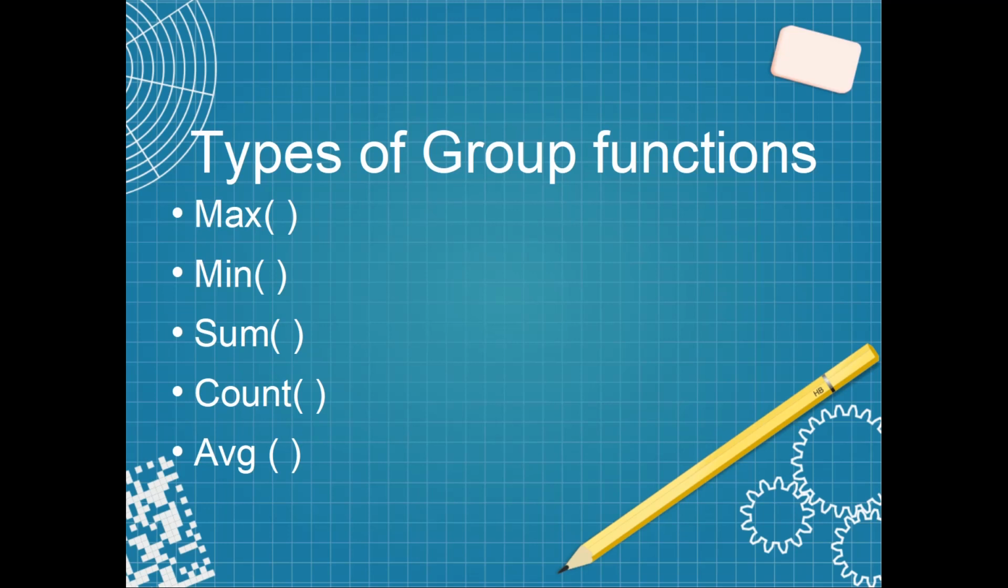There are 5 types of group functions in MySQL, listed as MAX, which finds the maximum value in a set of group elements under a particular column; MIN, which is the minimum value; SUM, which finds the sum of all the values; COUNT, which counts the number of elements under a particular column; and AVG, which finds the average value of the set of elements in a group of rows.